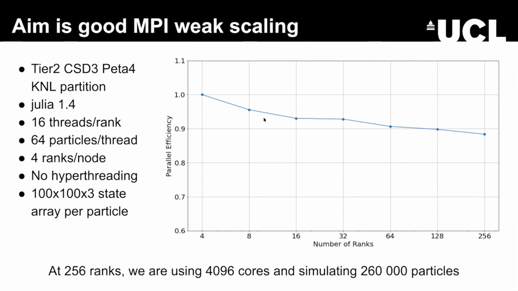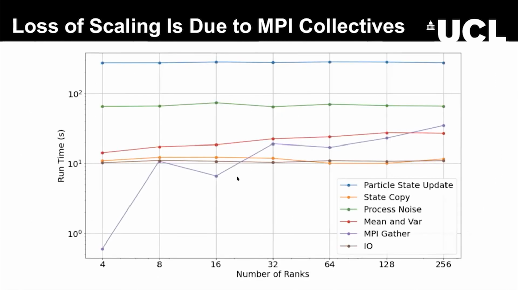I hope that made some sense. So essentially, if you're scaling perfectly, you would have a flat line at 1, and when we're up to 256 MPI ranks, we've lost about 10% of performance, which is not too bad. And if you are interested in where this performance loss is coming from, it's coming from the MPI collective communications.